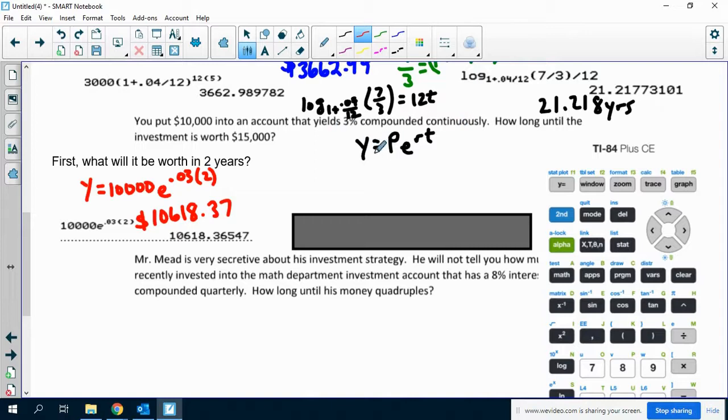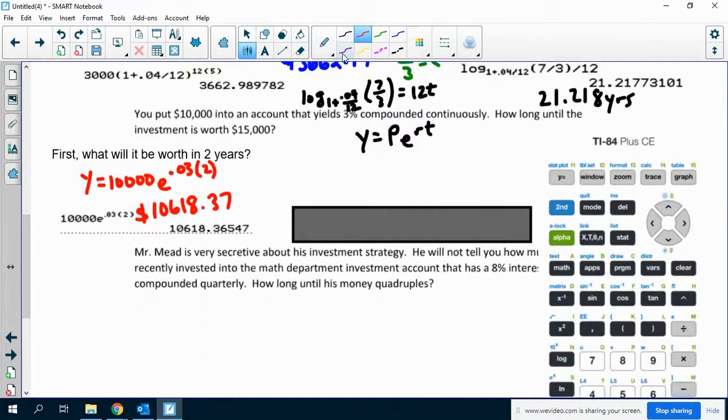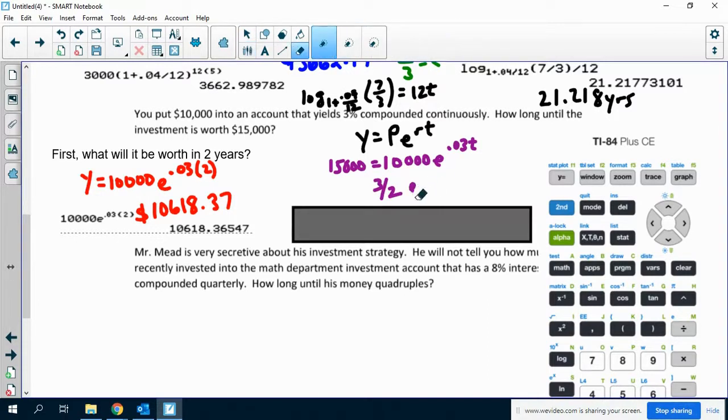How do we figure this one out? Well, it's very similar to that bonus question that we just did up here. So what we're going to do is replace the y with 15,000, and then P is 10,000, e to the 0.03 times t. So we have to figure out how long this is going to take. So we divide by 10,000, and we end up with 3 halves equals e to the 0.03t.